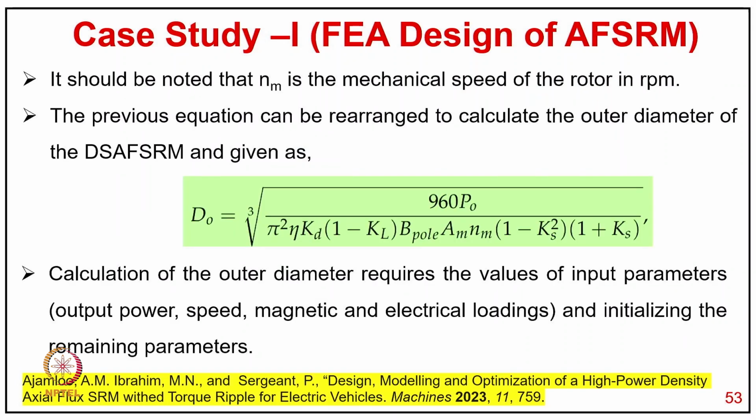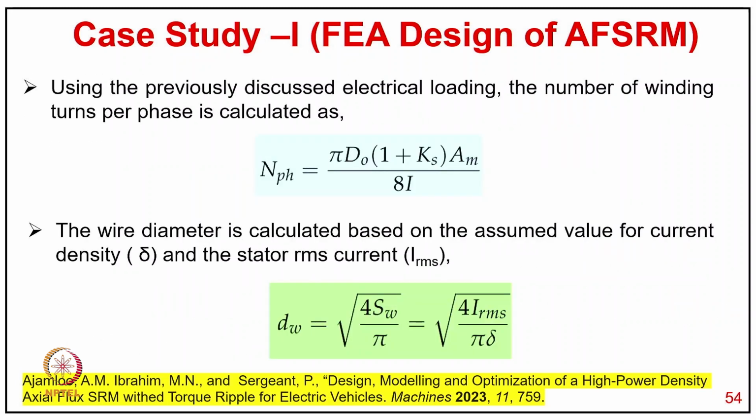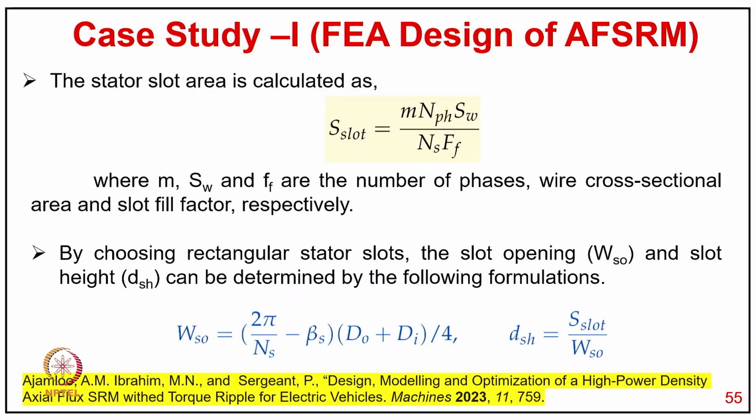The calculation of the outer diameter requires the values of the input parameters: output power, speed, and magnetic and electric loading, while initializing the remaining parameters. Using the previously discussed electrical loading, the number of winding turns per phase is calculated as NPH equal to π·dO·(1 plus Kc)·AM/8I, and the wire diameter is calculated based on the assumed value of current density δ and the stator RMS current IRMS. So dW equal to the square root of 4·SW/π, equal to the square root of 4·IRMS/(π·δ).